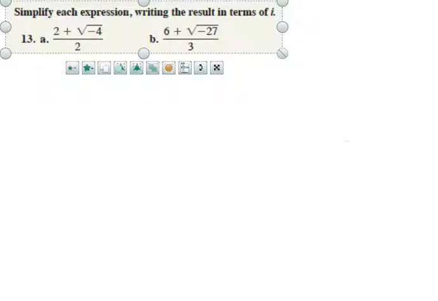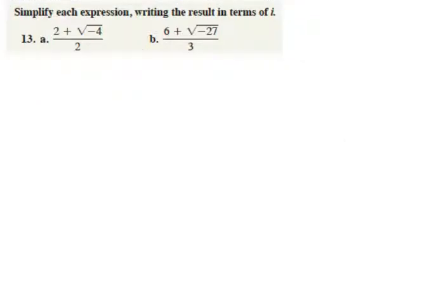So the next thing we're taking a look at is simplifying each expression to write them in terms of i. Complex numbers are written in the form a plus bi, where a and b are both real, and we put the complex part of the number second. So this becomes 2 over 2, which just simplifies as 1.